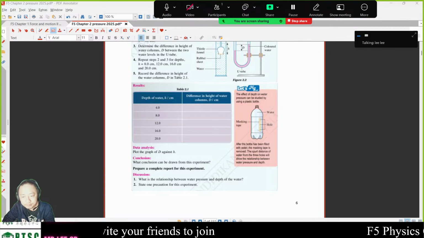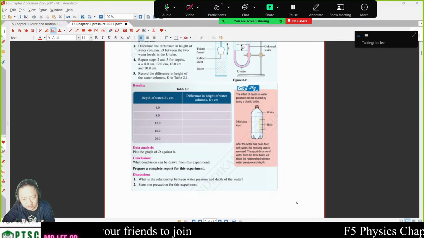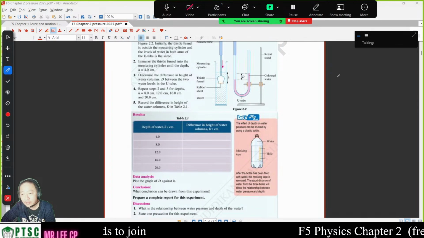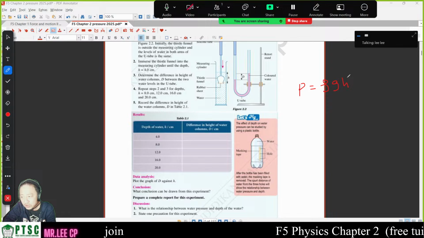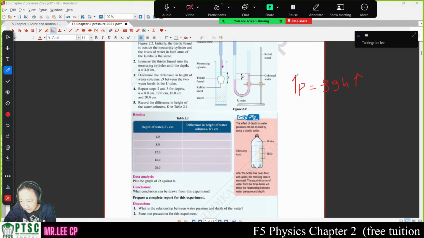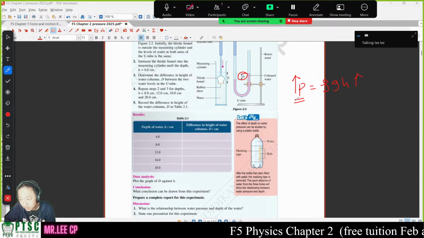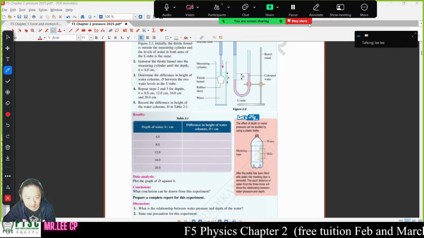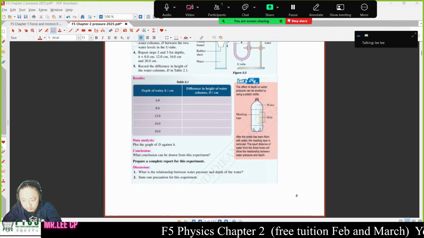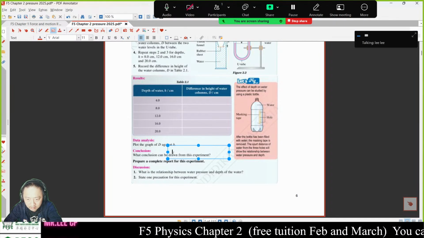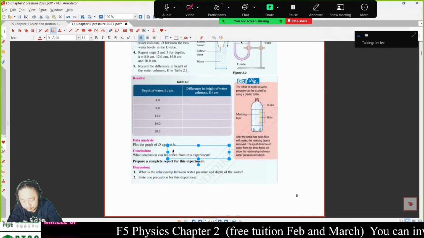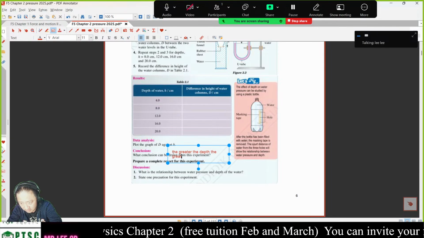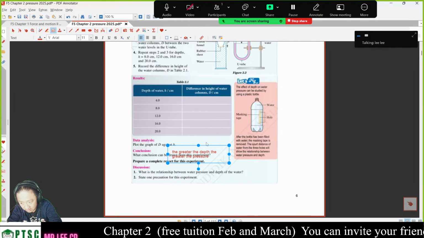Okay, what can you draw from this experiment? You will see that the greater the depth, pressure is equal to rho gh. The higher the depth, the higher the D. D represents the pressure. So the greater the depth, the greater the pressure. What conclusion can you make? The greater the depth, the greater the pressure. This is what we have.